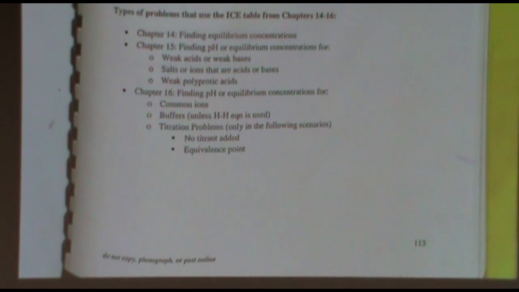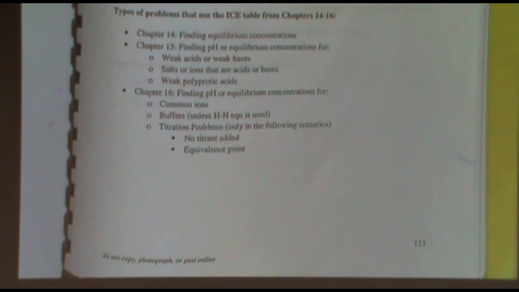Types of problems that involve the ICE table. Let's start here. One thing that's super helpful is for you to know when to use the ICE table. Okay? The ICE table is when you're looking for an equilibrium concentration. When you're finding pH, you need an equilibrium concentration to do that. So some pH problems involve an ICE table, not all. Okay, chapter 14. This is from the reader.